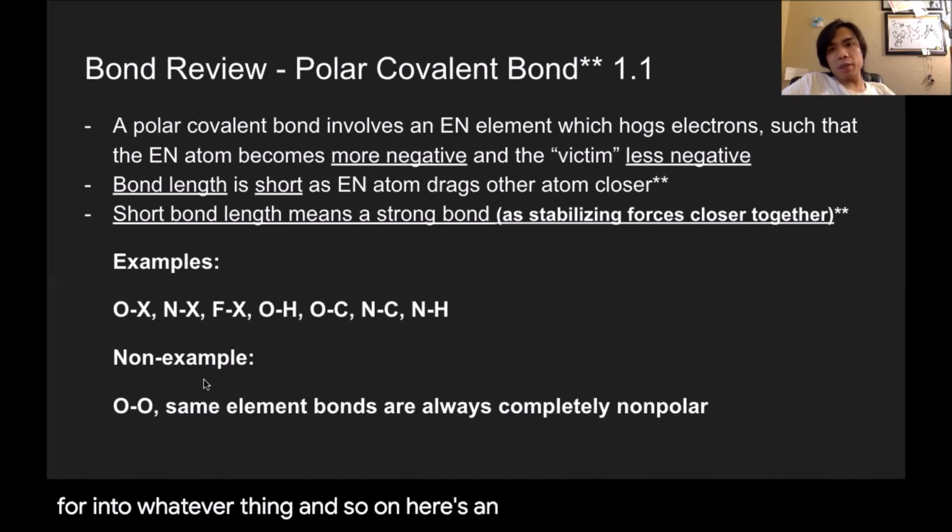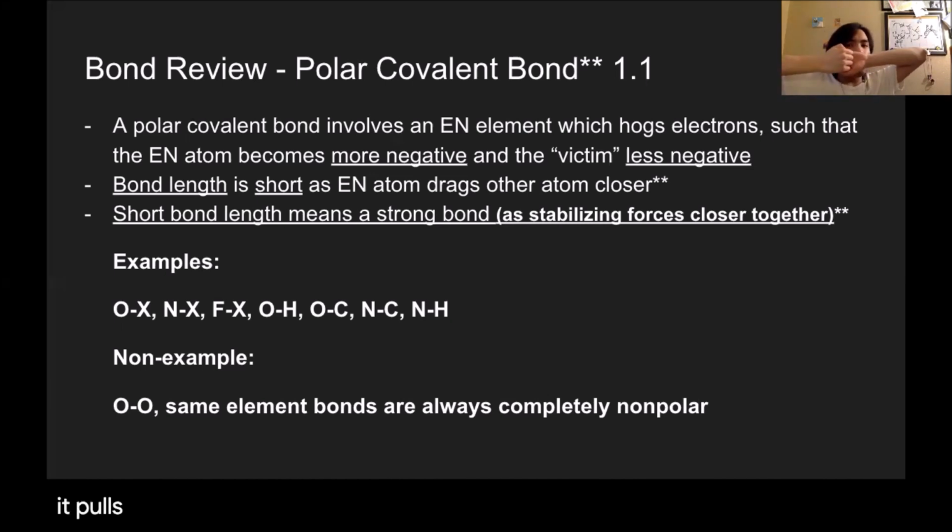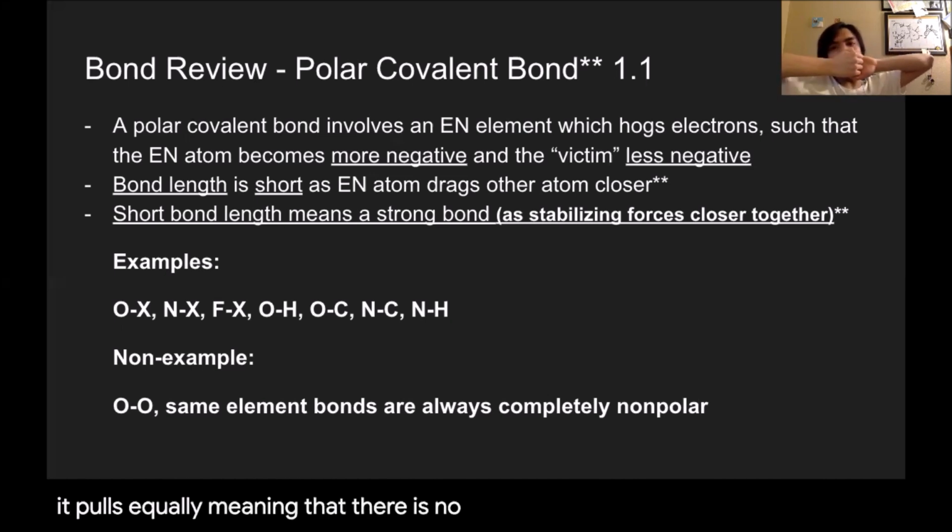And here's a non-example, which would be O2. While oxygen is indeed part of our very electronegative trio, because it's bonded to itself, it pulls equally, meaning that there is no unequal give of electrons, and it is actually very nonpolar.